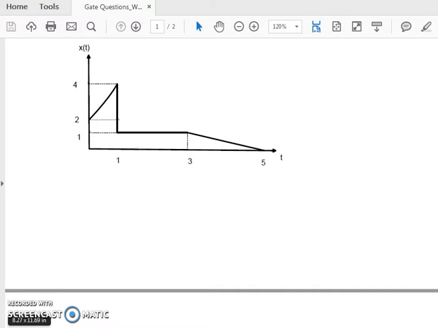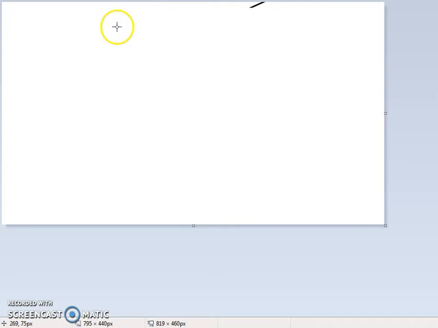Hello. So the next question, question number 2, is that you have to find x(t), that is the mathematical expression of the given figure. Okay. So how to solve this? I'm trying to solve this here.